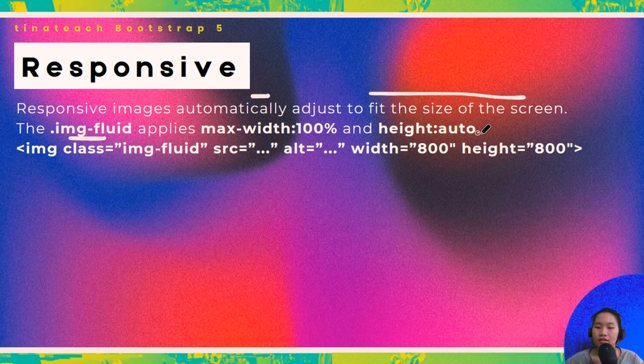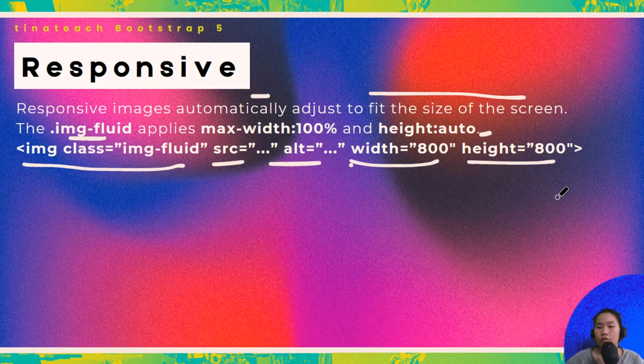And the height is auto, okay? Height auto, it depends on the image itself and the file properties. Image class, image fluid, source out, and then we have the width and height attribute instead of using the inline CSS that we've seen earlier. Width and height 800. So this would be a square, okay?